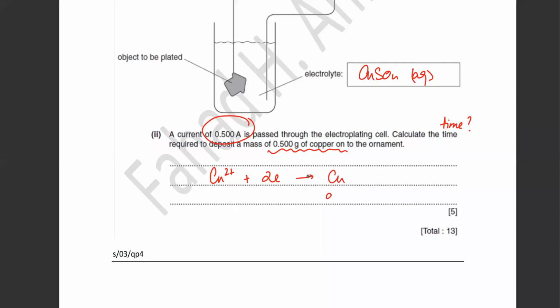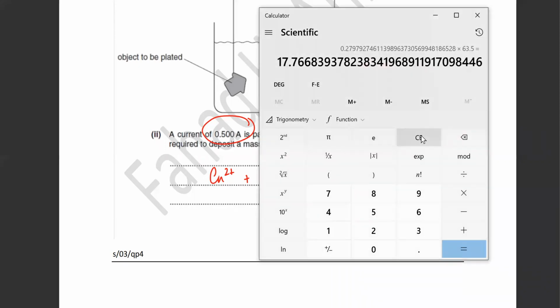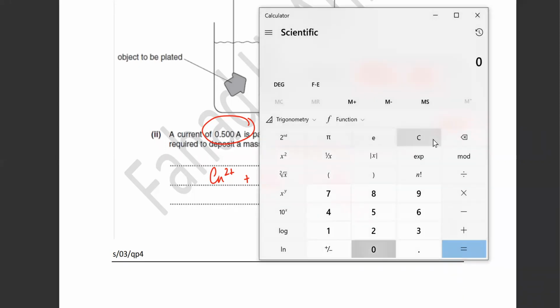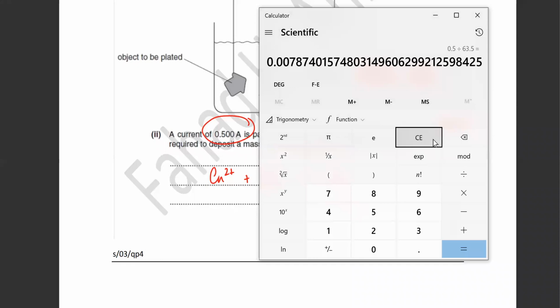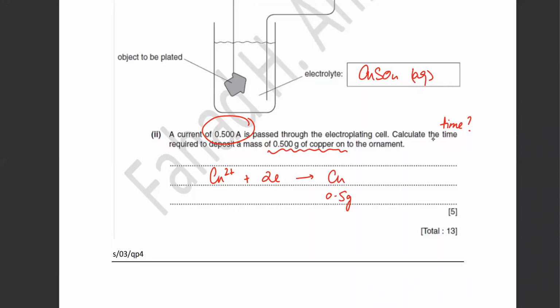Now, the mass of copper is given. So what I can do is I can find the moles of copper, and it's going to be 0.5 divided by 63.5. Mass divided by Mr. So mass is 0.5, the Mr is 63.5. And we calculate this and it comes out to be 0.0787 moles. So I found the moles of copper, which is 0.0787 moles.